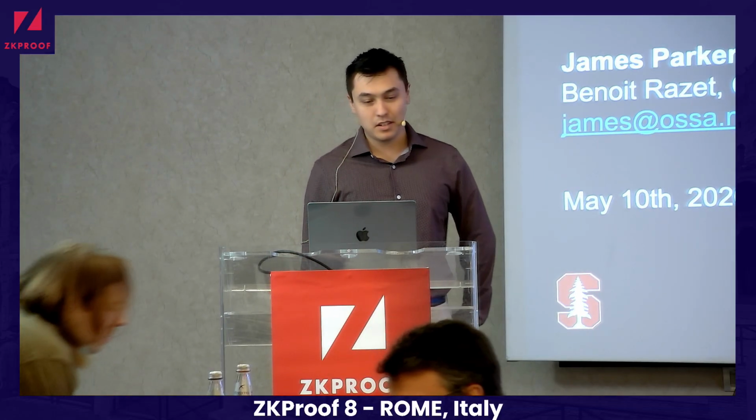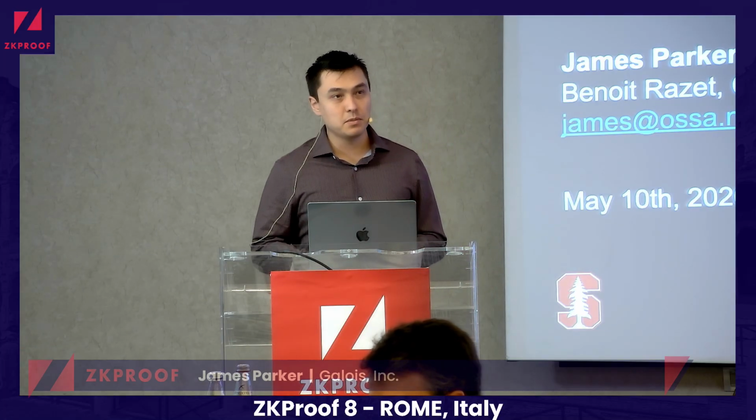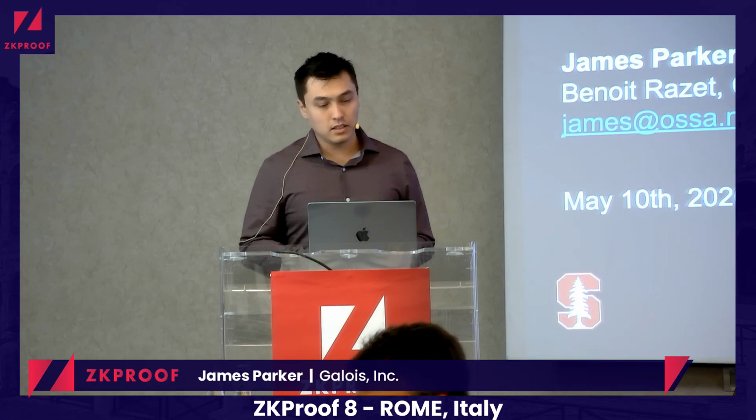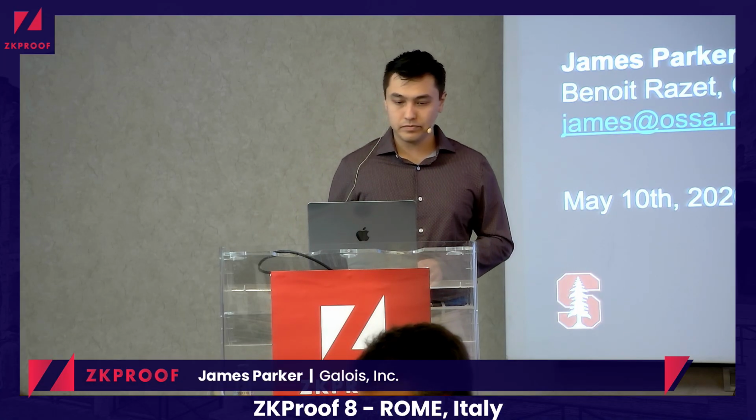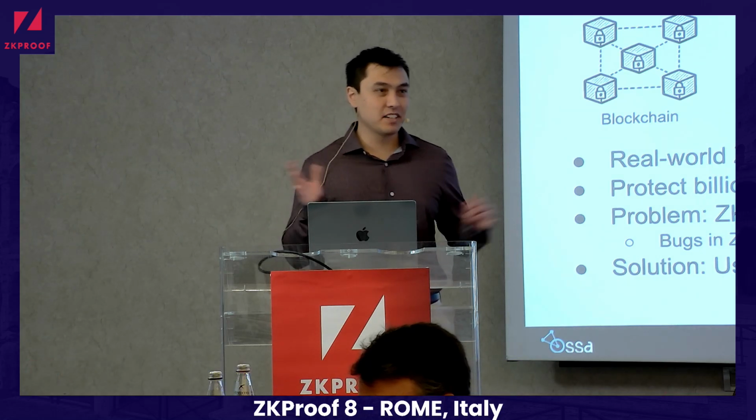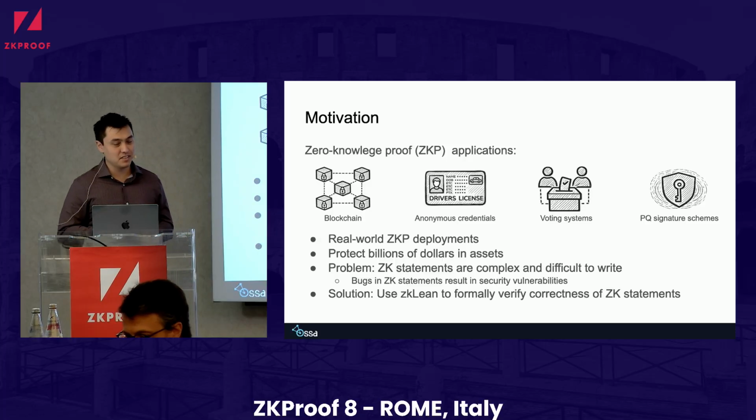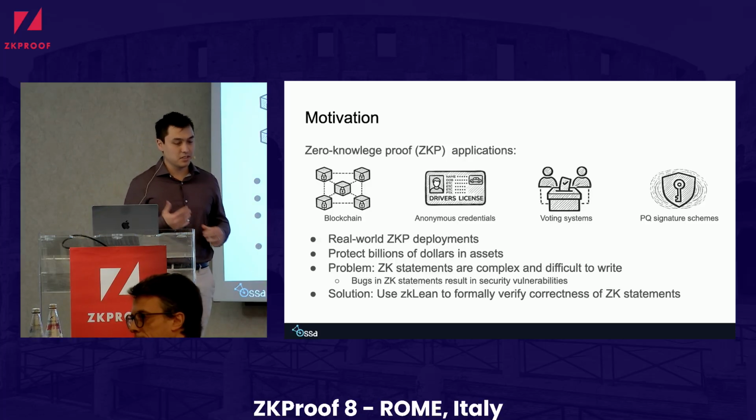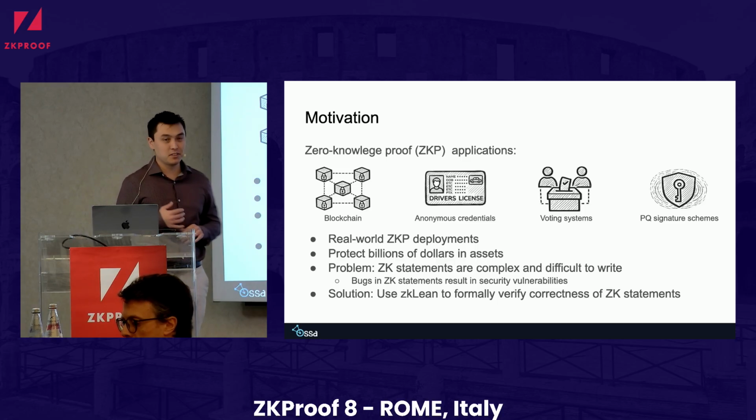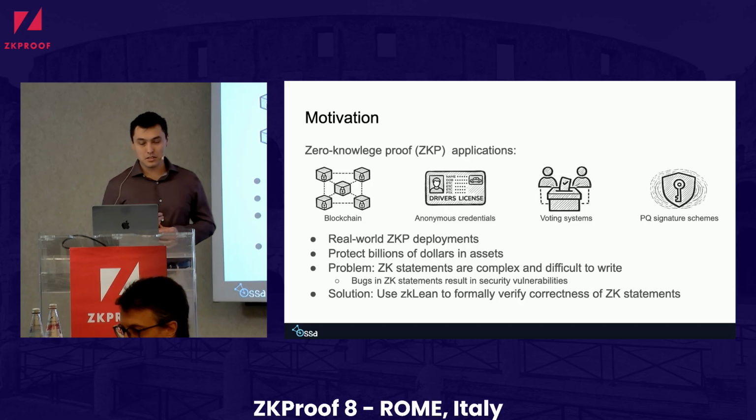Yeah, so this is a talk on zkLean, which is a DSL in Lean for writing zk statements and verifying those statements. This is joint work with some of my former colleagues at Galois, as well as Lisa and Carl. So why do we want zkLean? I don't think I need to convince everyone here why zk is great. It's being deployed in all these amazing applications like blockchain, anonymous credentials, voting systems, and post-quantum signatures. These systems are being used to protect billions of dollars in assets, so we want to make sure that they're actually secure and not vulnerable to being stolen.